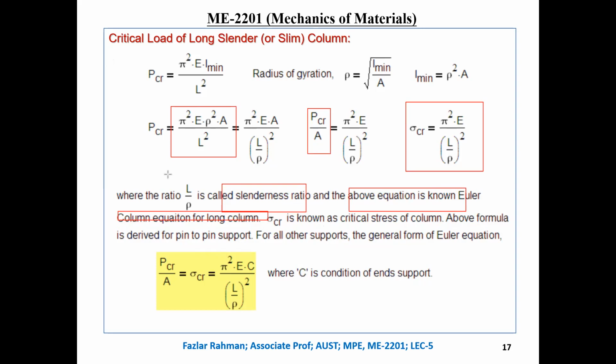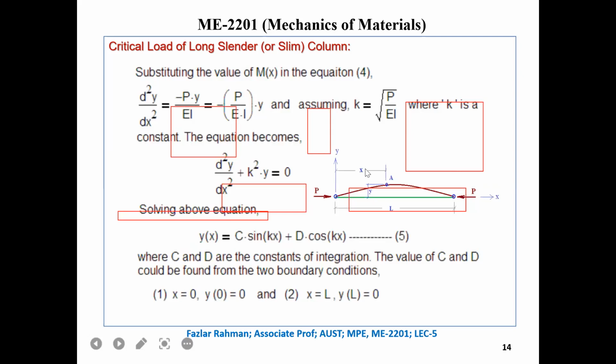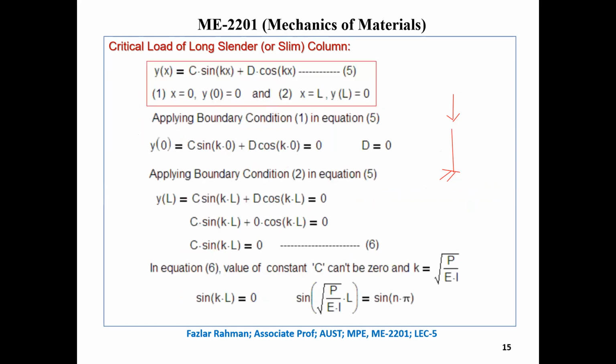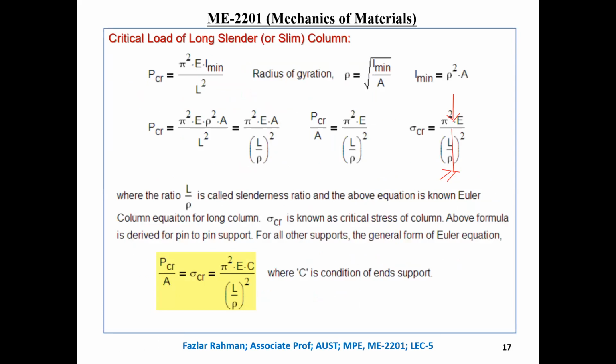Now, I already told you that support of the column might be pin-to-pin, might be both ends fixed. We derived this equation for pin-to-pin support. Then how will you use this equation for a pole that is fixed at the underground, one end fixed, and the other end carrying compressive load? Because we derived only for pin-to-pin support, but this is not pin-to-pin support. So we need some adjustment in the equation.